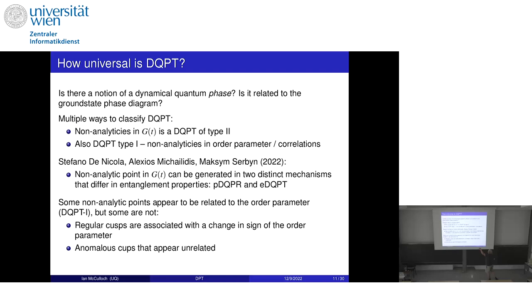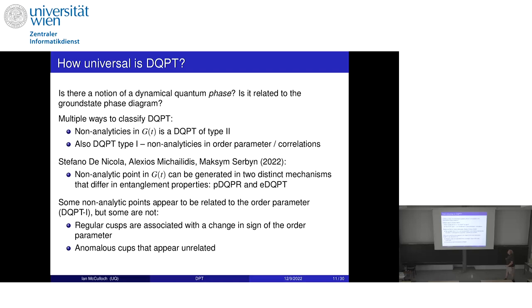So there's also this notion of non-analyticities in an order parameter or correlation functions as well. And this is actually a distinct notion of DQPT that in principle has no immediate connection to what we're talking about now, the Loschmidt Echo. But in some models we've looked at, we do get cusps which are associated with some behavior of the order parameter. In other cases, we don't. So we get what Jan Halimay called these anomalous cusps that just appear unrelated to that.